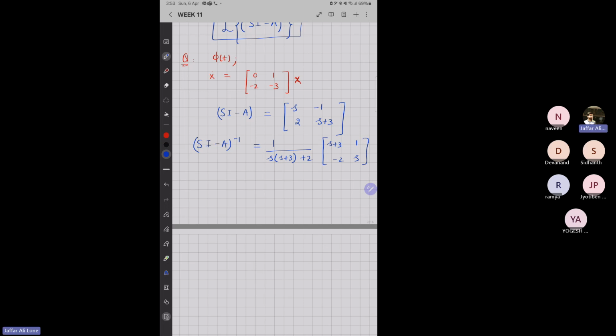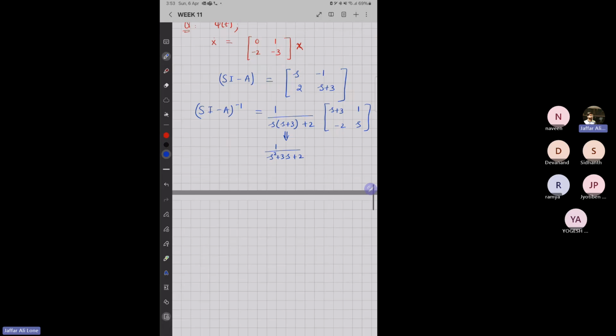Is this correct? Let me solve this a bit. Can I write it like this? 1 divided by s square plus 3s plus 2, or can I write it like this? 1 divided by (s plus 1)(s plus 2). Is this correct? I just simplified it a bit.